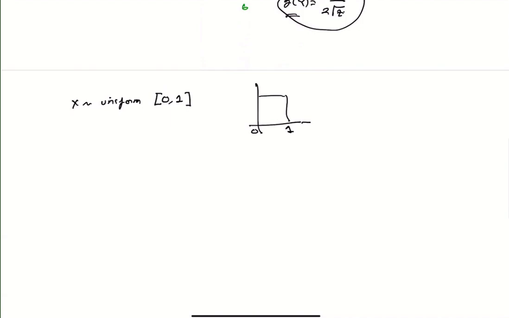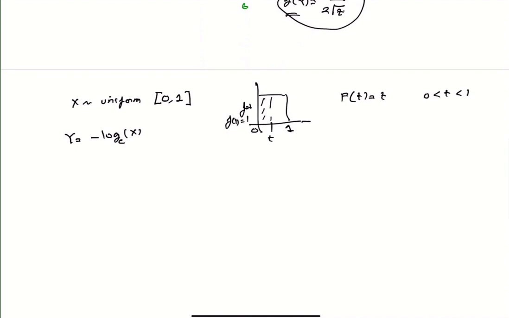Again, it's a uniform random variable between 0 and 1, and then f of x is going to be 1. And if there is a variable here which is t, F of t is going to be t for t which is more than 0 and less than 1. Now we have a variable y which is a negative log of x. So if x is 0, then y is going to be infinity, and when x is 1, then y is going to be 0. So y will lie between 0 and infinity.